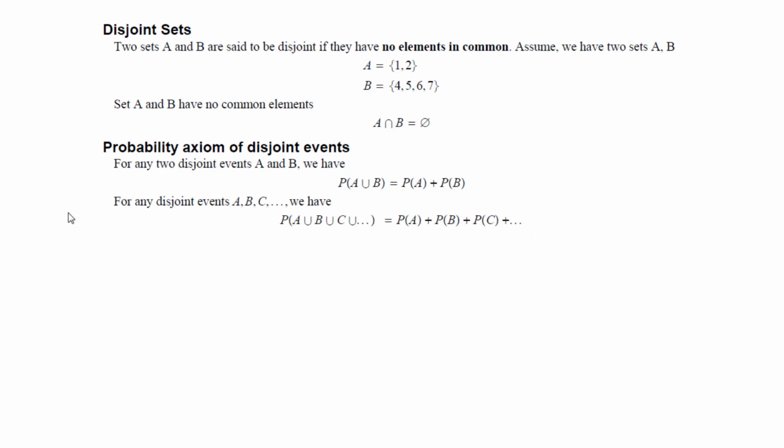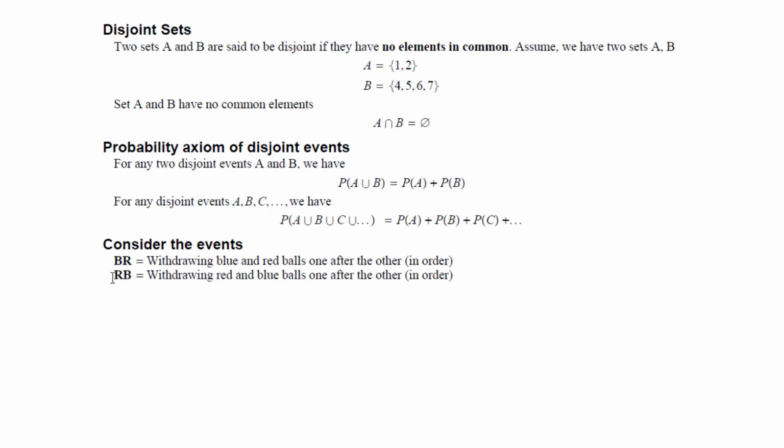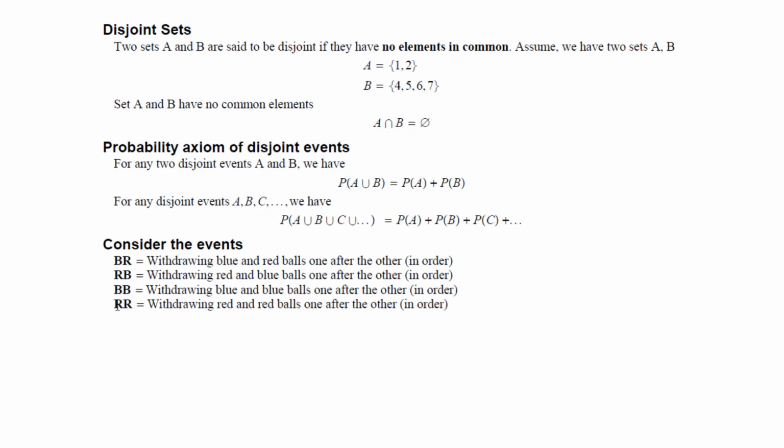So now we are going to define elementary events. And why do we define elementary events? Because we are going to create complex events out of them later. So we are going to consider these elementary events: BR, which is withdrawing a blue object first and red second; RB, withdrawing red first and blue second; BB, which is withdrawing blue and blue; and RR, withdrawing red first and red second.